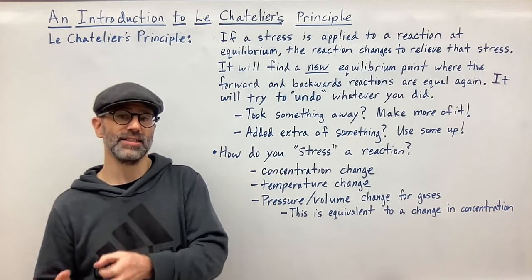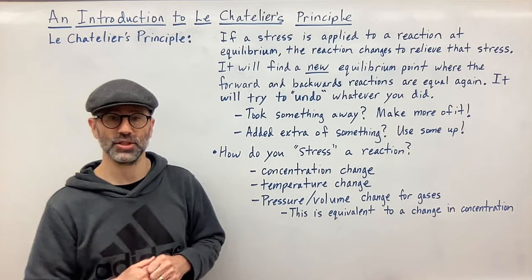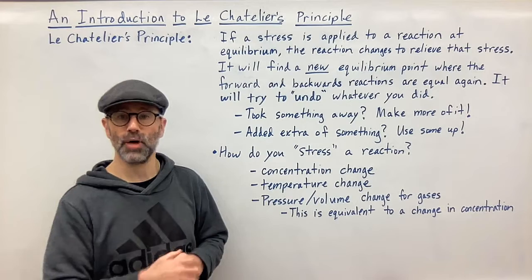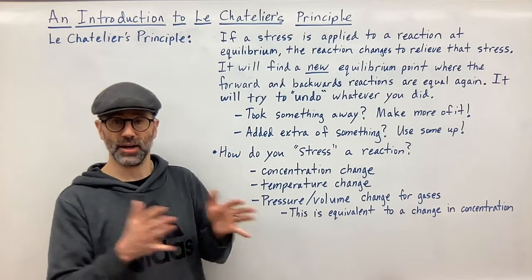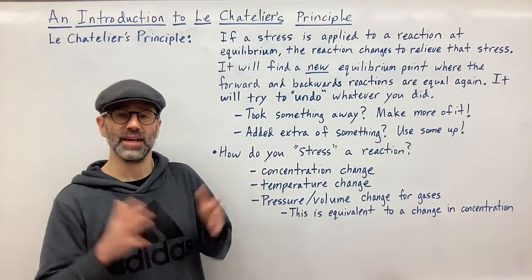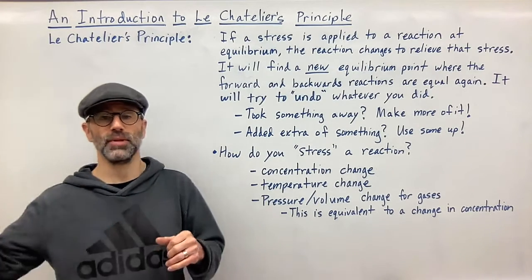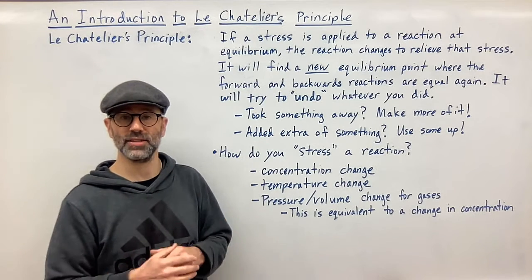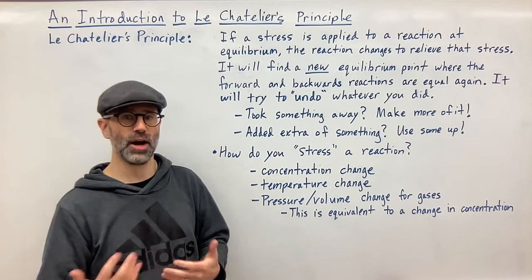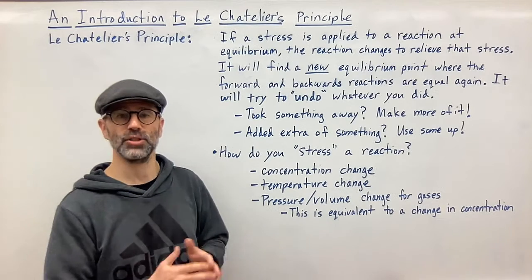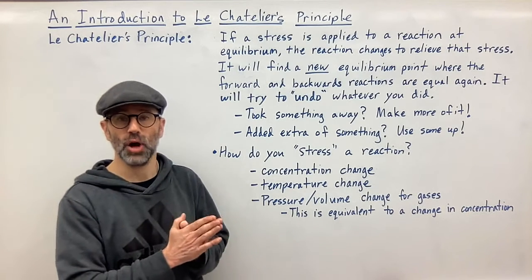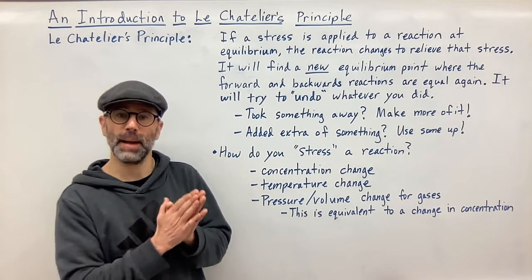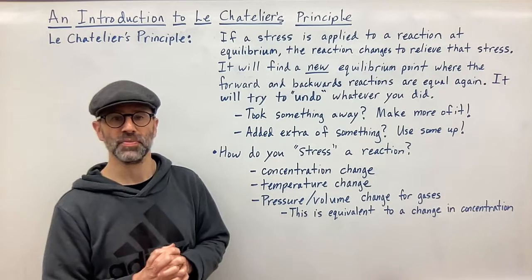And so the reaction is going to try to remove what I added to get back to equilibrium. Or I can take some of that substance away. So I can remove product, right? If product is being made and it's at equilibrium, I can remove some of that product. So now it's not at equilibrium anymore because I've reduced the concentration of product that I had. And so now it's going to try to regain that equilibrium by making more product.